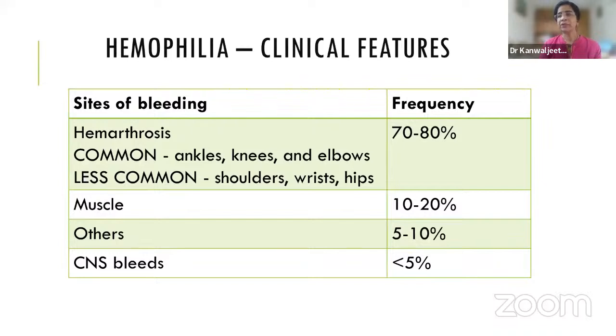Clinically, they present with joint bleed, which is the most common presentation, 70 to 80%. Muscle bleeds, and fortunately, CNS bleeds are the least common. And when they present, they may have a feeling of aura. They may feel numbness, tingling in the joint before the joint actually swells up. That aura is important because at that time the patient can opt for factor 8 administration for the breakthrough bleeding.